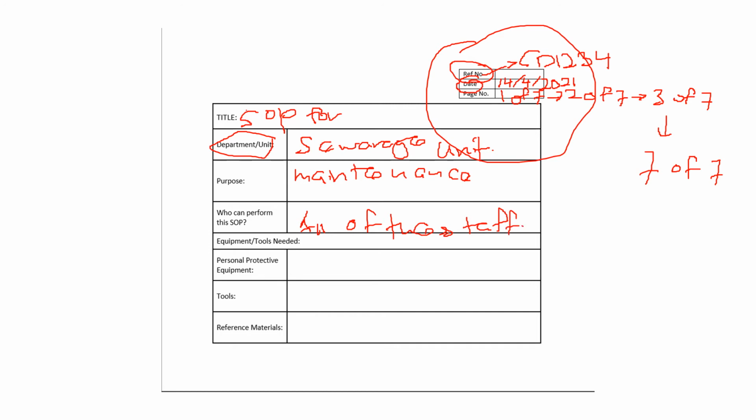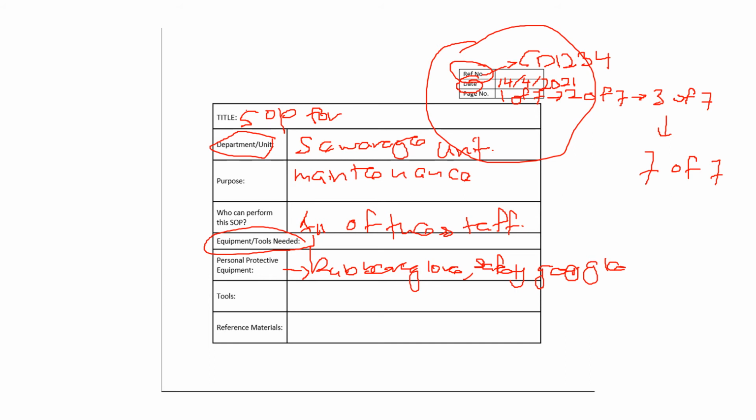Equipment or tools needed, right? You can leave it blank here, because you are actually looking at the information given here. So what are the personal protective equipment that you need to use in order to perform the SOP for this? It can be maybe rubber glove, safety goggle, and others. So it depends. Different SOP will have different personal protective equipment.